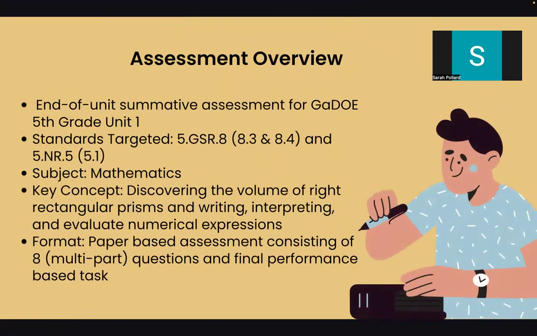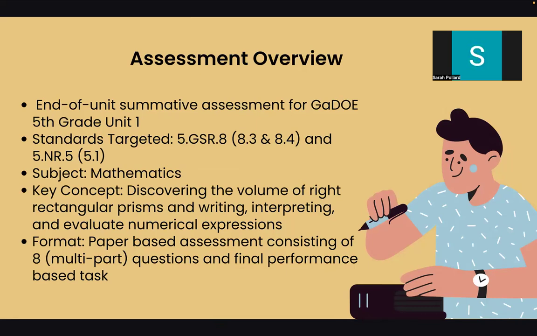So I chose to audit the end of unit summative assessment for the Georgia DOE fifth grade Unit 1, which is investigating volume of solid figures. It's a mathematical assessment on paper consisting of 8 multi-part questions and a final performance-based task. The standards in this unit cover discovering the volume of right rectangular prisms and writing, interpreting, and evaluating numerical expressions. The assessment requires students to analyze real-world scenarios and word problems to create and evaluate mathematical expressions. Students must answer questions using both visual representations and written explanations to justify the reasoning of their answer.